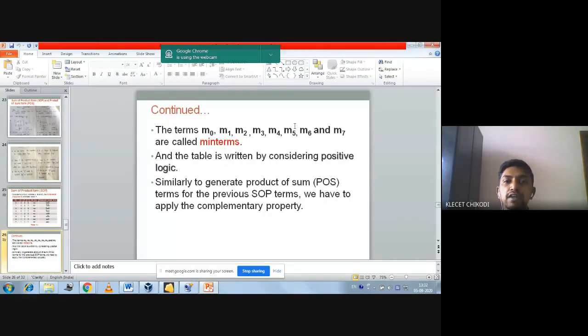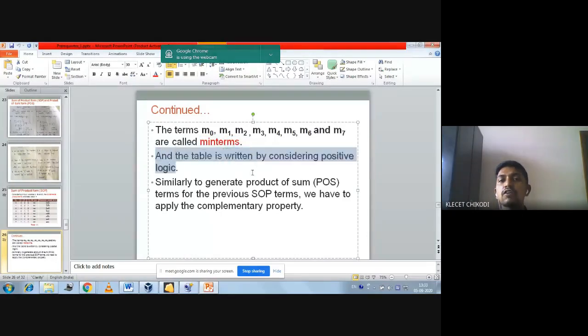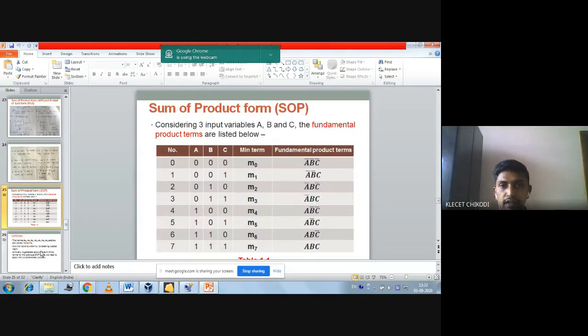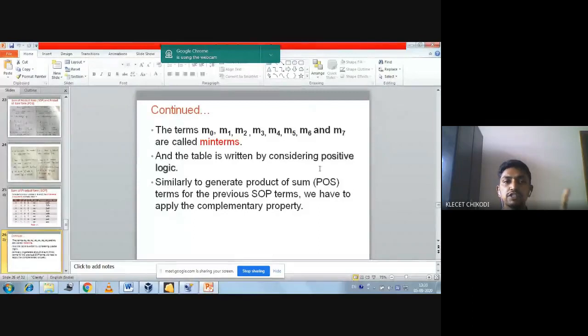Now you can see that the terms m0, m1, m2, m3, m4 up to m7 are called the min terms. One more important assumption we have made here is that the table we have written, table 1.1, is written by considering positive logic. Positive logic means 0 voltage for logic 0 and plus 5 volts for logic 1.